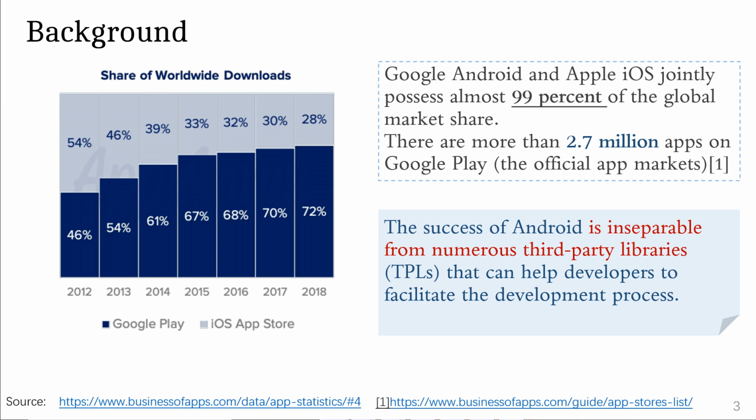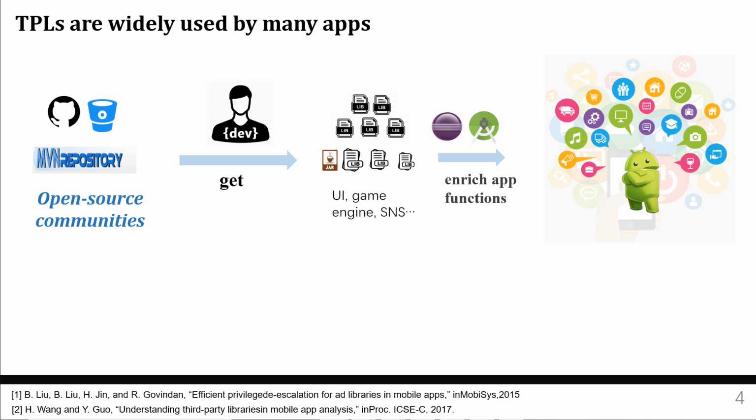Until now, there are more than 2.7 million apps on Google Play. Without a doubt, the success of Android cannot be separated from the numerous third-party libraries, because they help developers facilitate the whole development process. Developers can also download numerous third-party libraries from different open-source communities. With the help of powerful and advanced development tools, they can import different TPLs into their own apps.